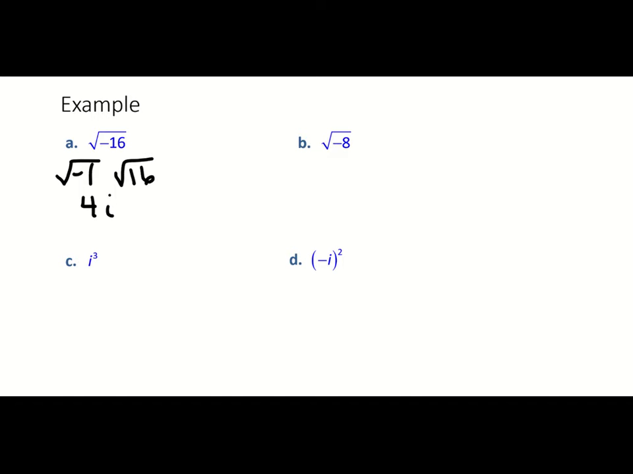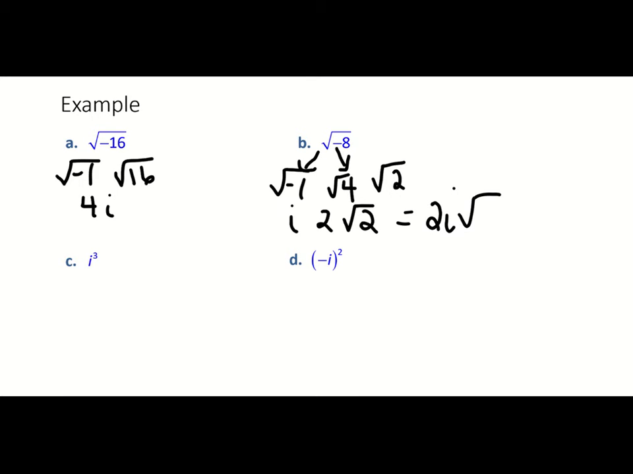The square root of -8, it's not a perfect square, but again, we can break it down. I can do the square root of -1 times the square root of 4 times the square root of 2. And then the square root of -1 is i, the square root of 4 is 2, and then we leave the square root of 2. And the only other thing we're going to do is just rearrange it when we write it. So our final answer will be 2i square root 2.